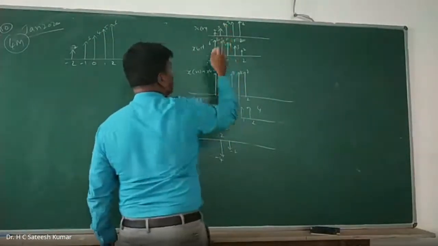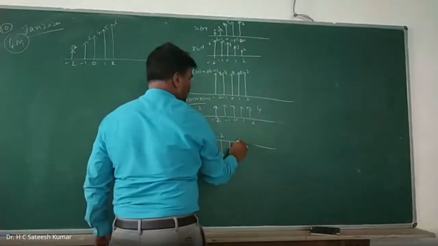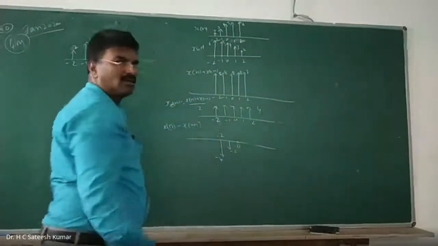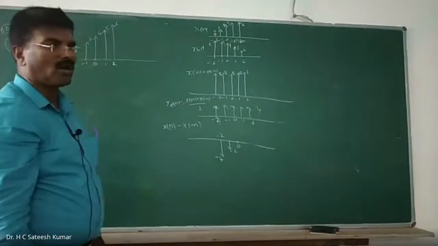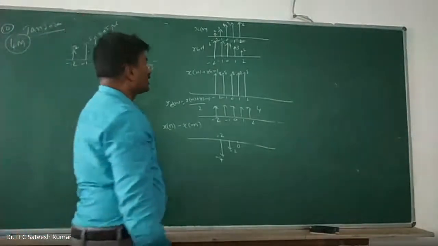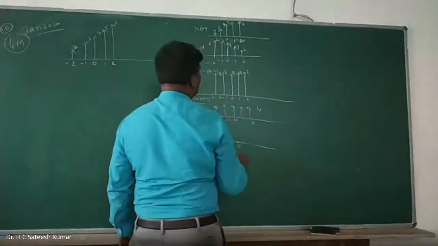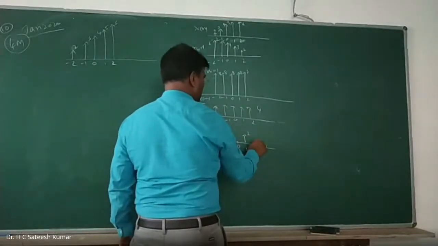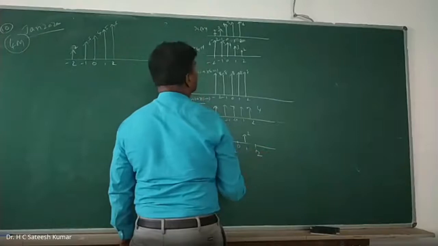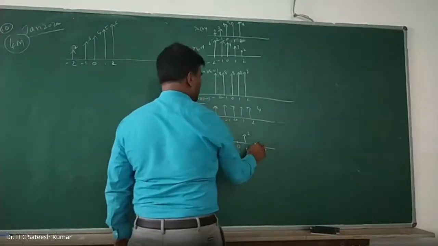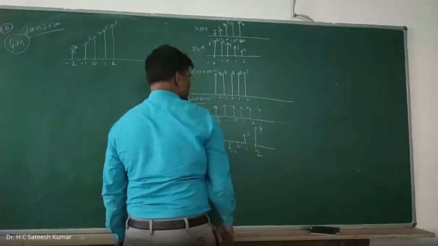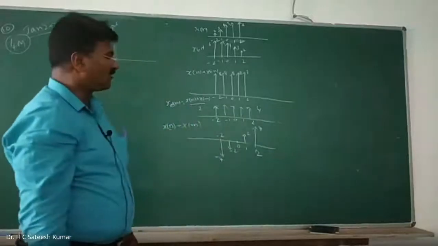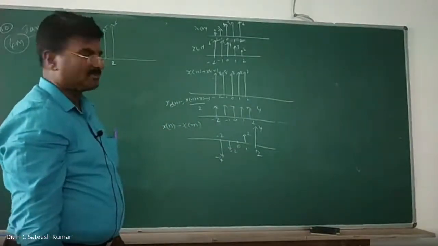3 minus 5. 4 minus 4 is 0. It has to be 0. As I said, the origin value has to be 0 for the odd part. Okay, right. Next is 5 minus 3 is 2. And at 2, it has to be 6 minus 2, so it has to be 4. We can easily understand that the left hand side is the double fold of the right hand side and it is anti-symmetric.